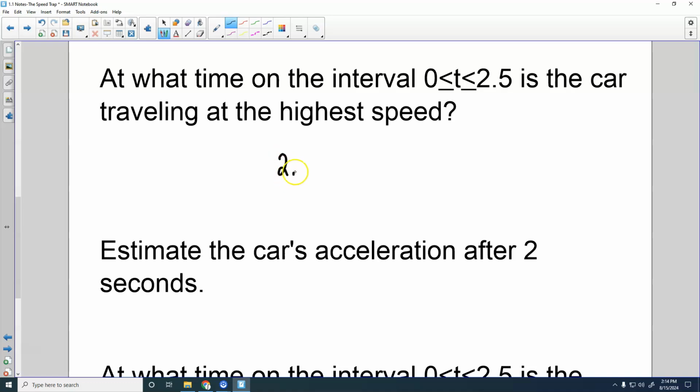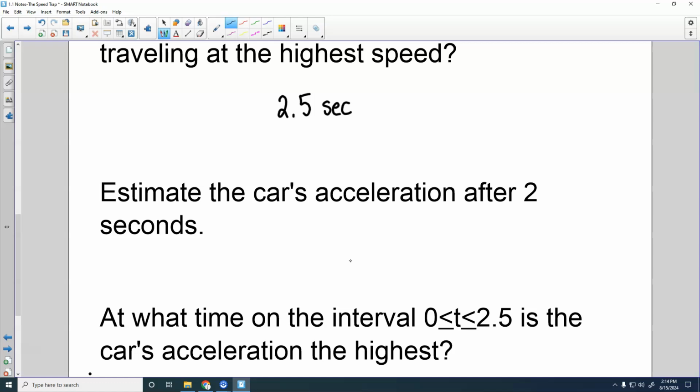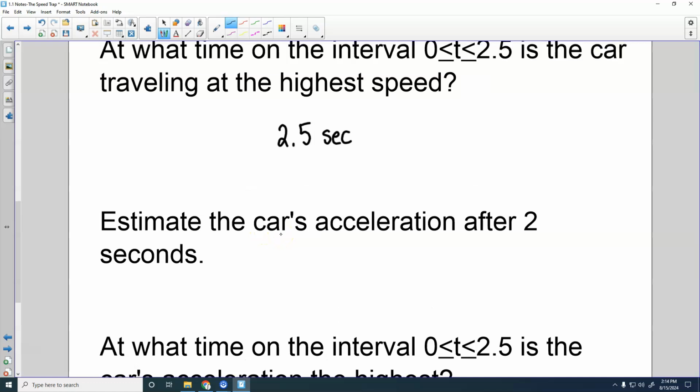So that was tricky, and I did that on purpose, because with the graphs we did before, you were looking for where it was the steepest. Okay? So now, when we're talking about how steep the graph is, that does not talk about the speed. What is that talking about? That's acceleration. So the next question asks me to estimate the car's acceleration after 2 seconds.